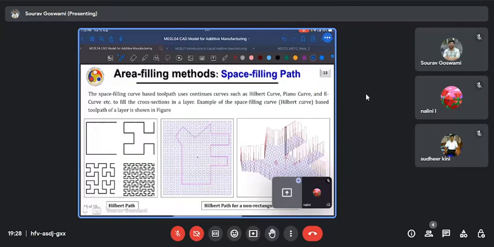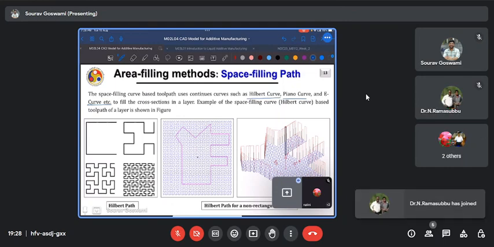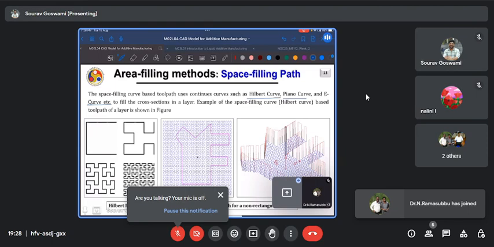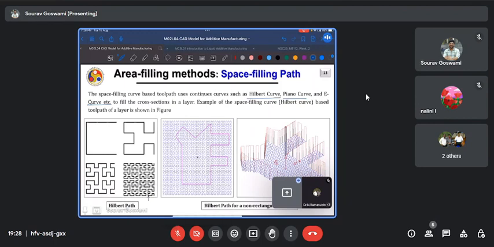The next set of methods are actually space filling paths, where we have these complex shapes or complex paths, such as a Hilbert curve, which is illustrated at the bottom, and others such as Peano curves or E curve, etc. And these complex curves are actually used to fill the entire contour. It has certain advantages, such as the step over everywhere is constant, and it has only one start and stop point. So even the lift up time is minimized.